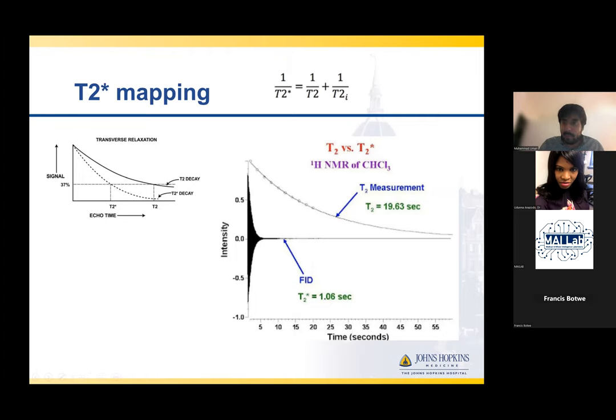Here are the conceptual diagrams from the NMR experiments. Here's the equation. Essentially, the difference between your T2 and T2 star is all the factors around, like the local magnetic field disturbances. It's your free induction decay, your tipped magnetization and how it recovers, versus in T2, where you have adjusted or accounted for the local magnetic inhomogeneities and all that.